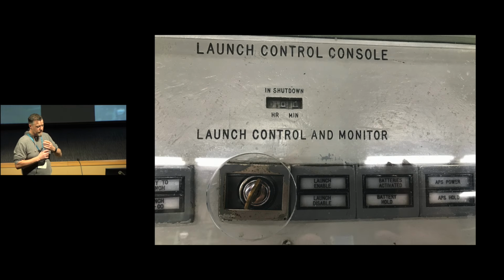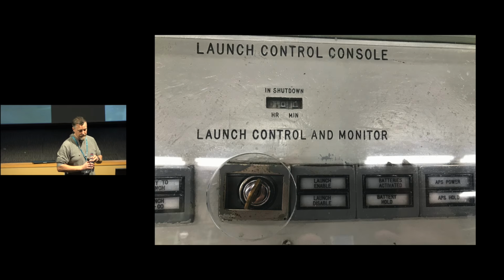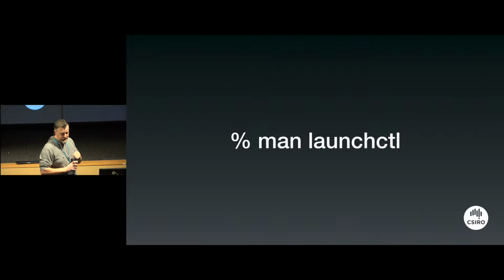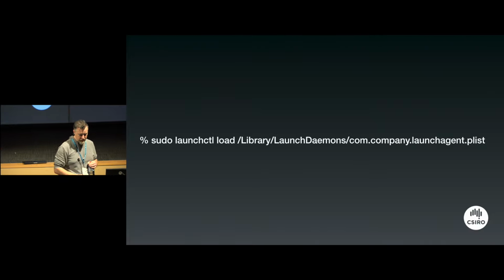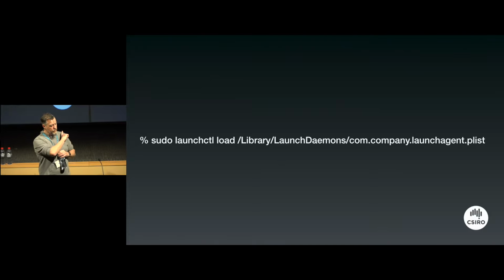All right. So interacting with it. So launchctl. Check out the man page for launchctl. It has a lot of stuff in it. Too much stuff. To load agents manually, you would just do launchctl load, the library path to the launch agent, that's fine. If you're running a launch daemon, same thing. Just be aware of the context.